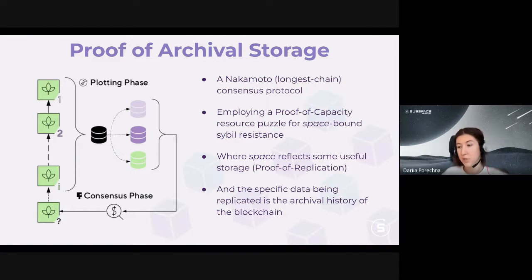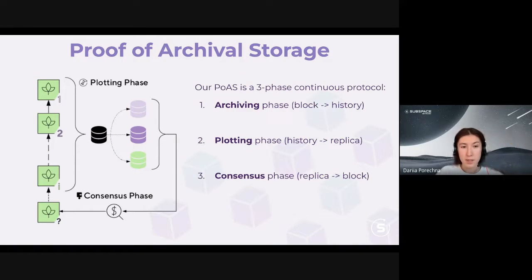The proof of archival storage for subspace is a Nakamoto consensus protocol, or longest chain protocol. It employs a proof of capacity puzzle for space-bound Sybil resistance, where by space we mean some useful storage as in proof of replication, and the specific data that is being replicated is the archival history of the blockchain, which is supposed to be solving the farmer's dilemma that everybody has heard a lot, but we'll not be stopping on that exactly.